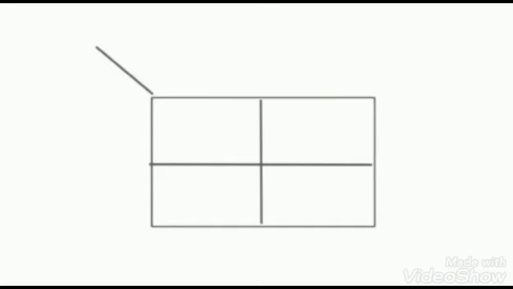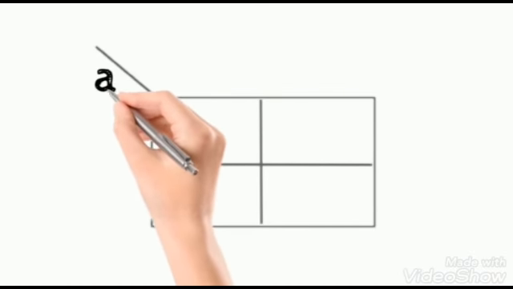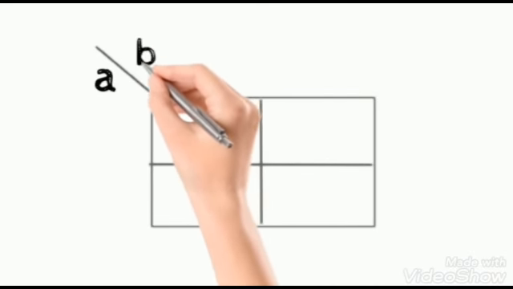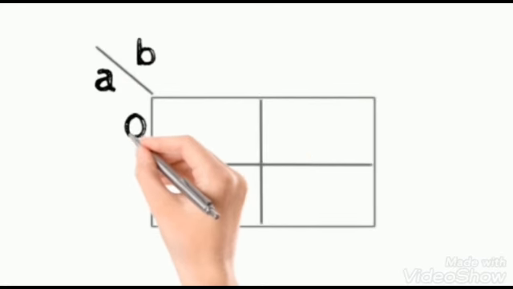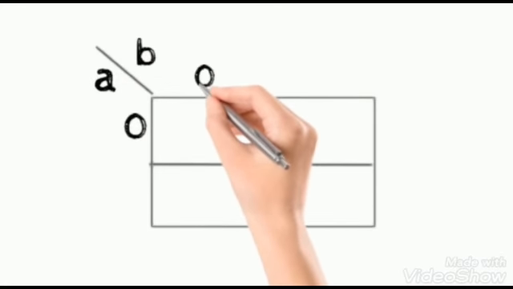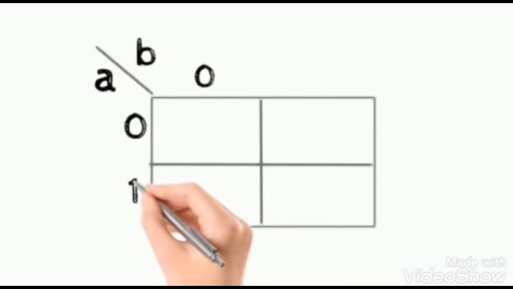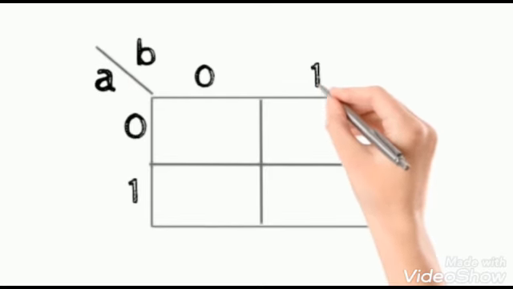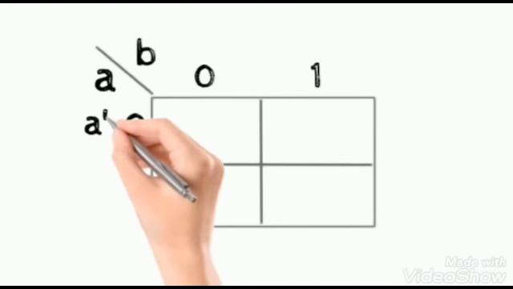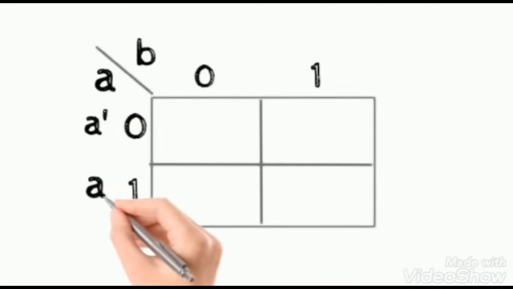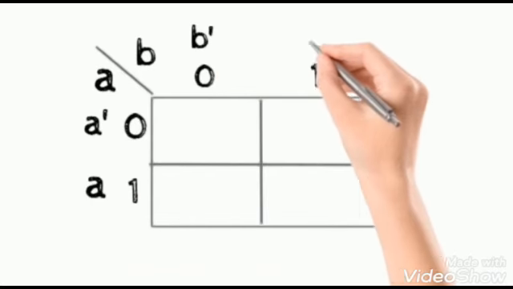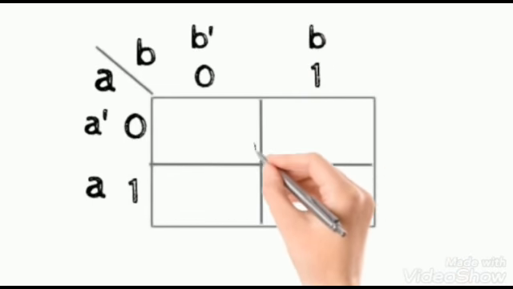K-maps are represented by a box and separation of whatever variables. Therefore, here one variable is A and another one is B, having combinations of 0, 1 on one side and 0 and 1 on the other side. On the A side, A bar and A, on the B side, B bar and B.